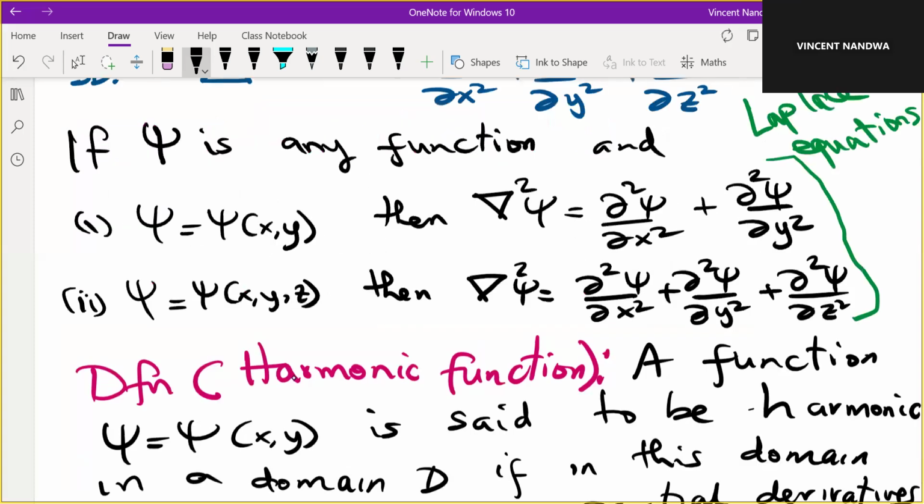So you equate this one to 0. Remember to equate this to 0 for it to be an equation. So that's the second partial derivative of phi with respect to x plus the second partial derivative of phi with respect to y equals 0.